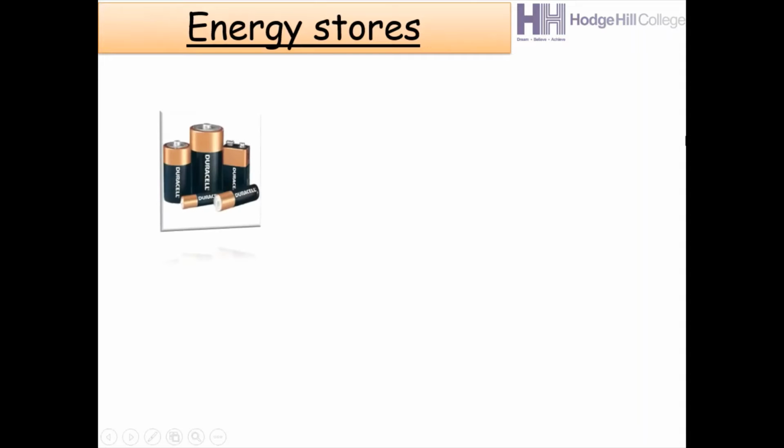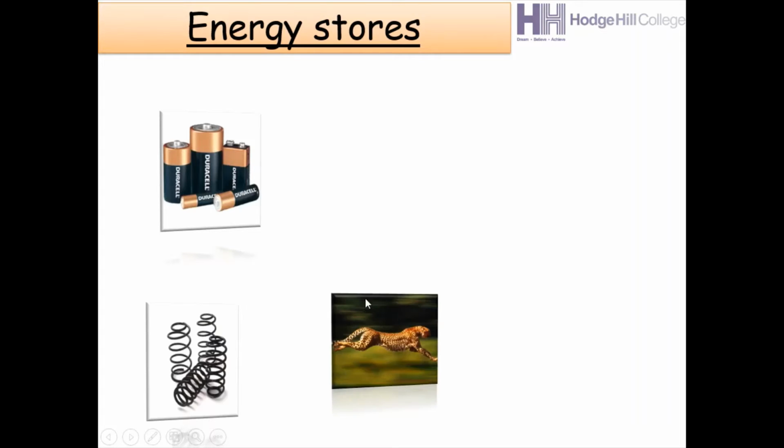The first energy store is a chemical energy store. This is anything that has energy stored in it that's released in a chemical reaction. Second one, elastic potential energy store. This is anything that can be stretched. Kinetic energy store, anything that moves or energy that's transferred through movement.